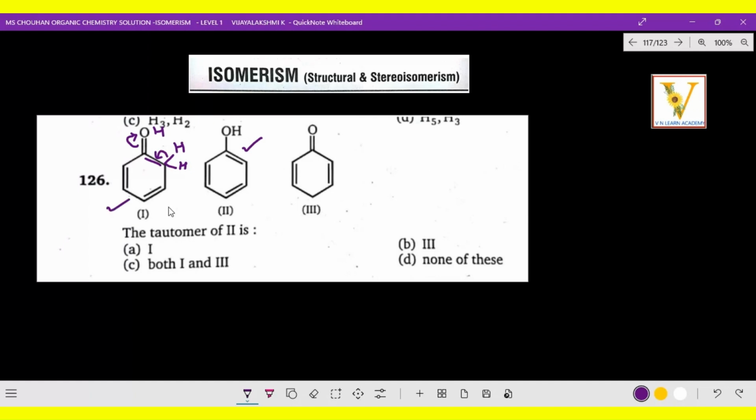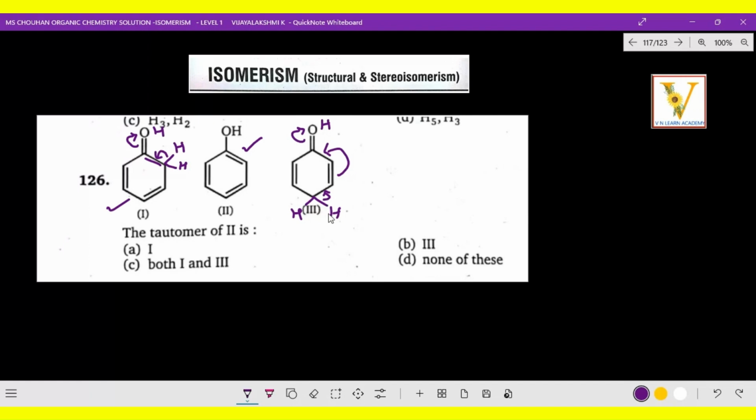Compound 1 is possible, and compound 3, let us check. In compound 3, here also 2 hydrogens are available. So 2 hydrogens are available, which means here it will transfer. So due to that conjugation, this also will take place, resonance. So naturally a hydrogen shift, so that means here OH is possible.